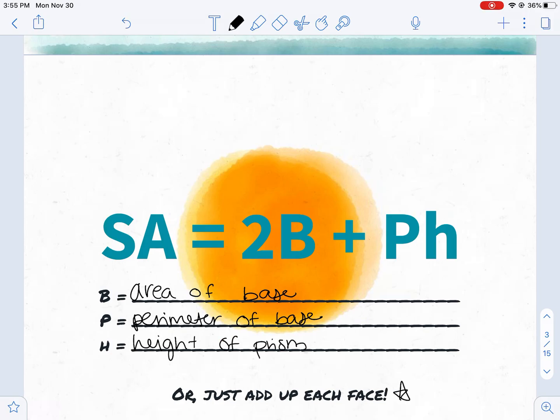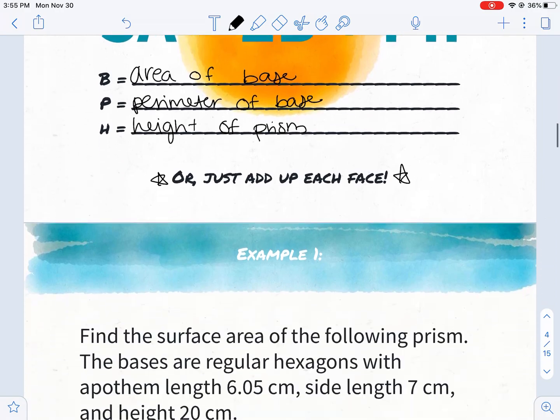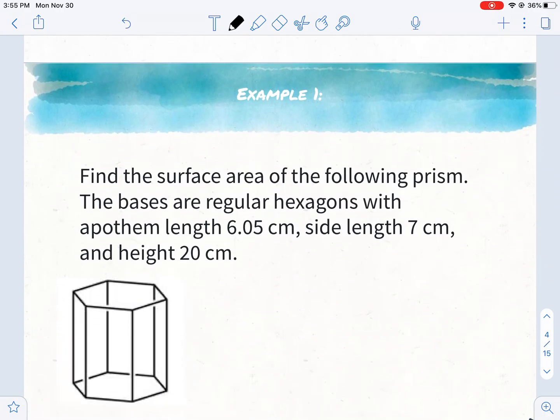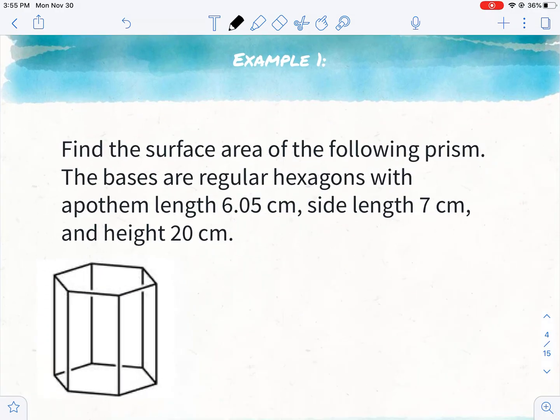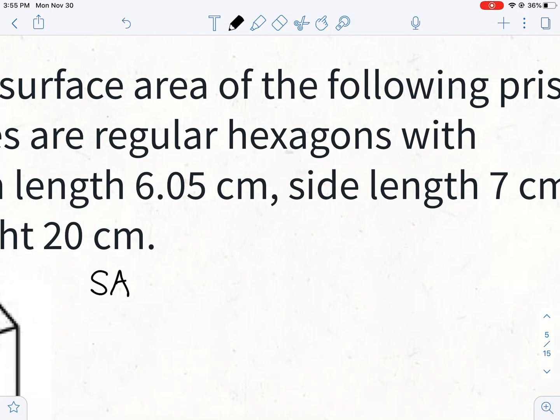It's not wrong to find the area of each and add them up, but there's more room for error because you're finding all these separate little pieces and then adding them up. And there's more steps, there's more places you could make a mistake. With a formula like this, all I need to do is find the base, the perimeter, and the height, and then plug it in. So we're gonna practice this a little bit. I'm gonna start with my formula. My surface area equals 2 times my base plus the perimeter times the height.